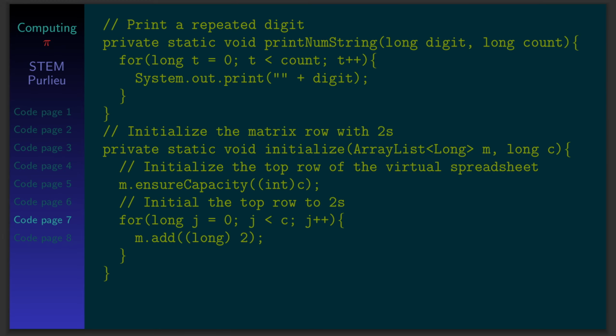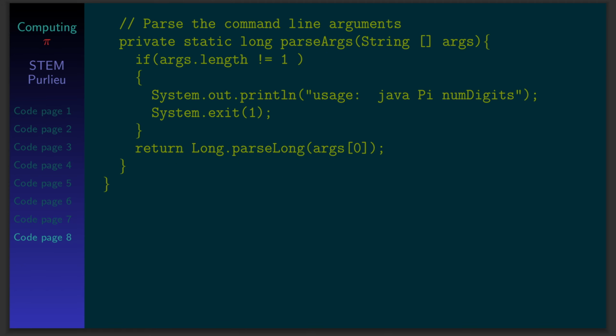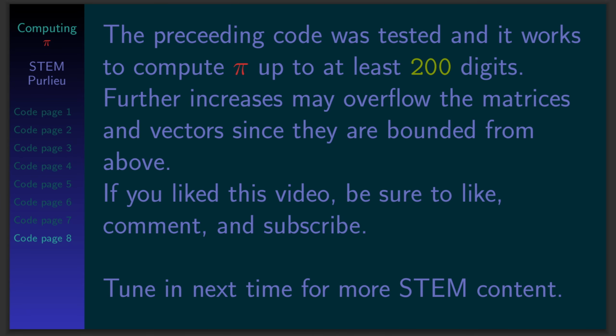Now let's create 2 helper methods. The first helper method will print repeated copies of a single digit. The other helper method will change the matrix and initialize it to a bunch of 2's. The last bit of code is parsing the command line arguments. So we want to have the user use the code as Java space pi space number of digits. The preceding code on the slides was tested and it works to compute pi up to at least 200 digits. Further increases may overflow the matrices and vectors since they are bounded from above.